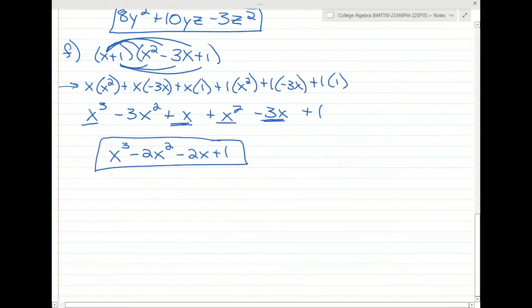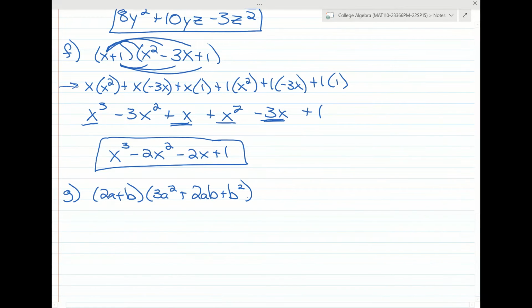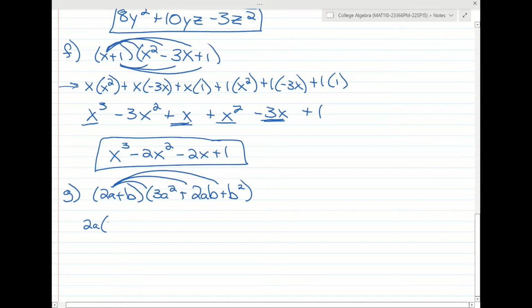I wanted to do one more of these before I show you some special cases. So what if we had 2a plus b times 3a squared plus 2ab plus b squared? We'll do the same thing we did before. We'll show all our work to minimize any potential mistakes. So I'll do 2a times everything. And then I'll do the b times everything.